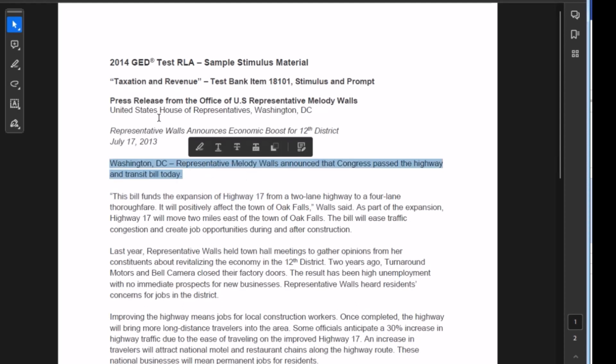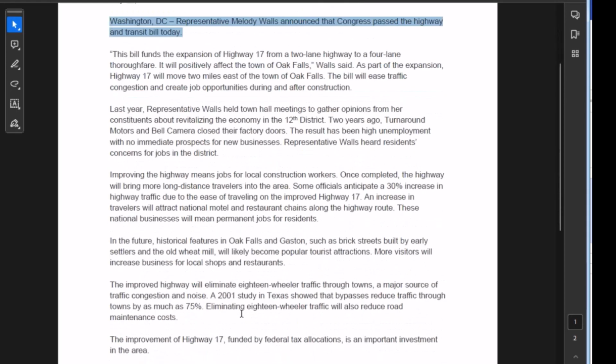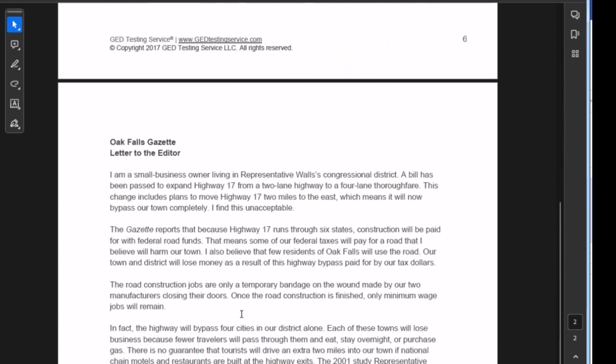Right here we can see a summary of what you would read. It's a press release from her office, and she's sharing why they should have a highway built and cut through this town that's right off the highway. Well, when you get to that second page, you have a letter to the editor from a small business owner who lives in that area and who is like, hey, there are reasons why I don't think that this highway should show up and mess up our town.